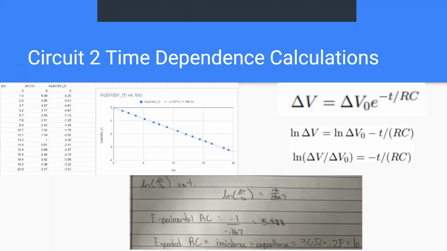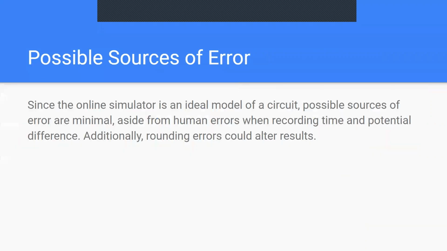For the time dependence calculations, the circuit is set up with a 9-volt battery, a 200 millifarad capacitor, and a 30 ohm light bulb. Then, using equations provided, I inputted the data into an Excel sheet with appropriately formatted columns in order to graph a voltage versus time plot, where the time dependence variable, RC, is the inverse of the slope of the line. Calculating RC gives us 5.988, and the expected RC is the resistance times the capacitance, which yields 30 ohms times 0.2 farads, which is 6.